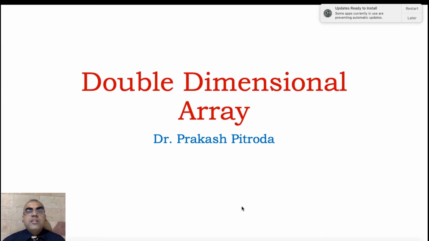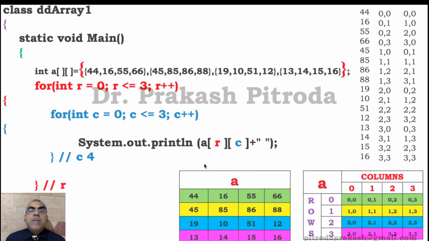In this session, we'll be learning how to use a double dimensional array to add values of rows, columns, diagonals, etc. So let us recap what we have learned in part 1 and part 2. In part 2 especially, we started learning how to read an array.